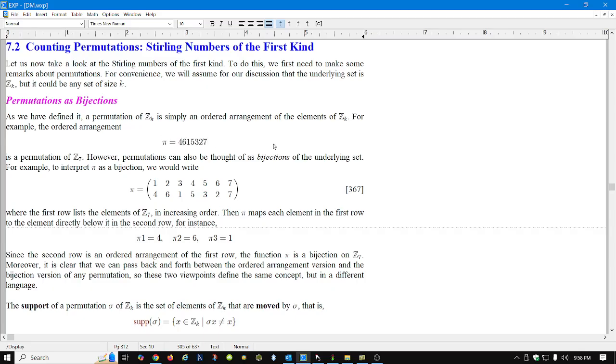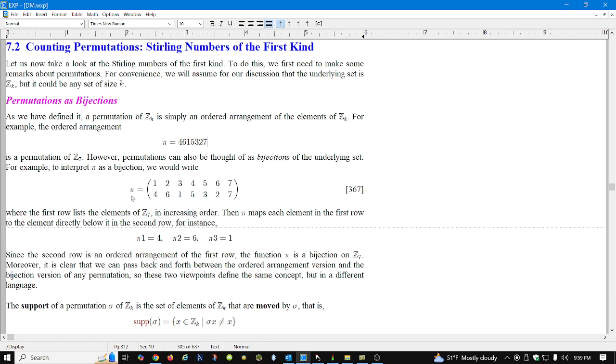But permutations can also be thought of as bijections of the underlying set. So for example, this permutation would be written this way as a bijection. The top row of this matrix is just the elements of the underlying set in order. And the second row is the elements in this ordered arrangement. The map pi, the bijection pi, sends each element in the top row to the corresponding element directly below it. So pi of 1 is 4, pi of 2 is 6, pi of 3 is 1, and so on.